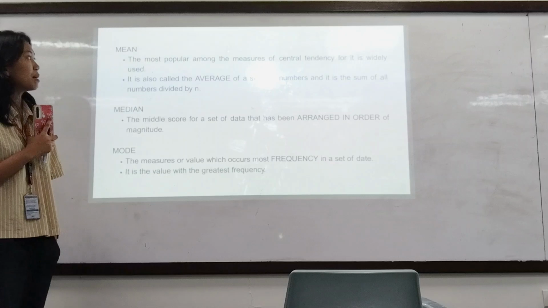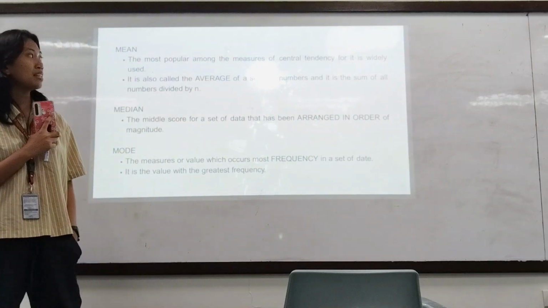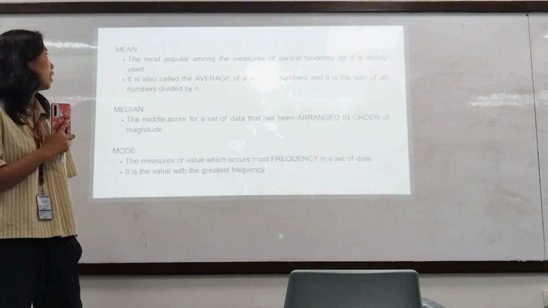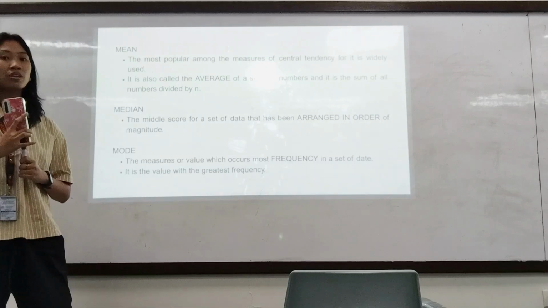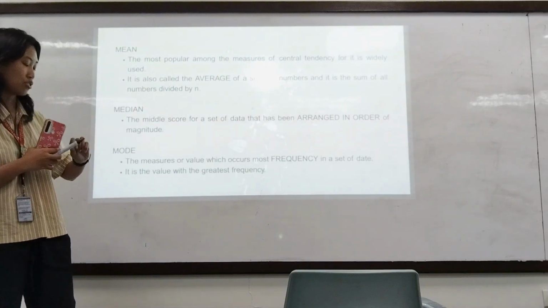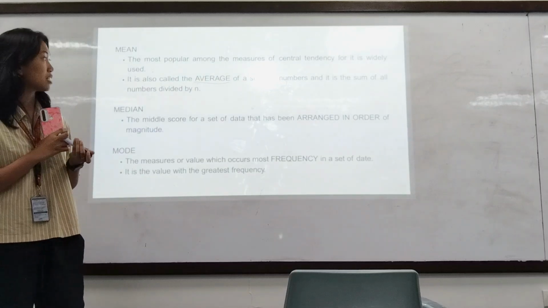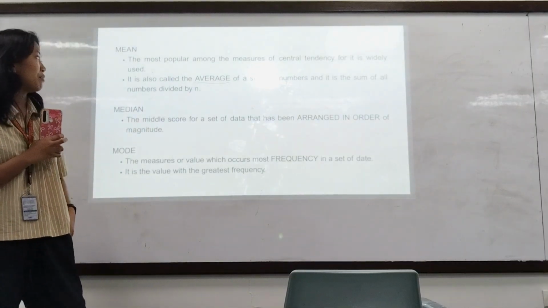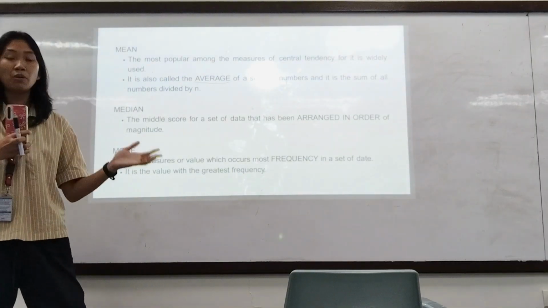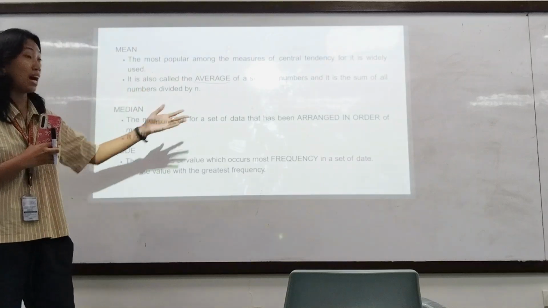Well, the mean is the most popular among the measures of central tendency, for it is widely used. It is also called the average of a set of n numbers, and it is the sum of all numbers divided by n. So the keyword for mean is average.